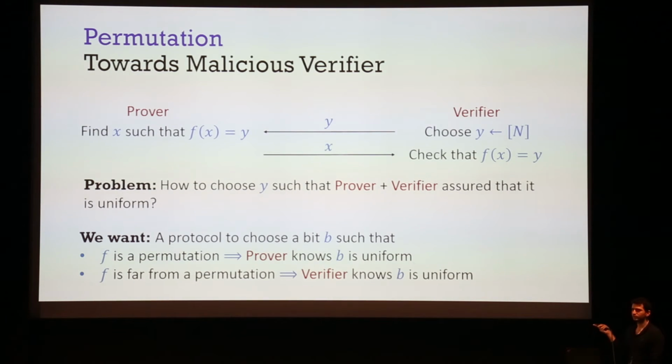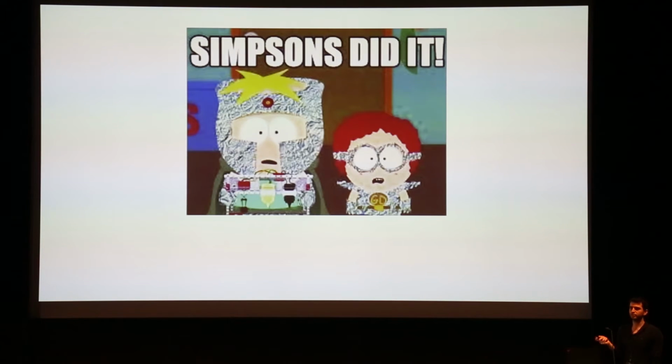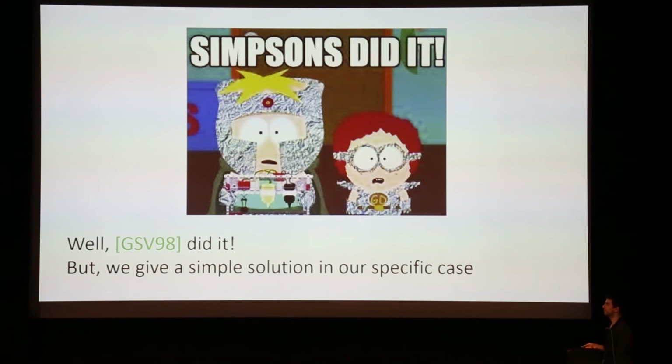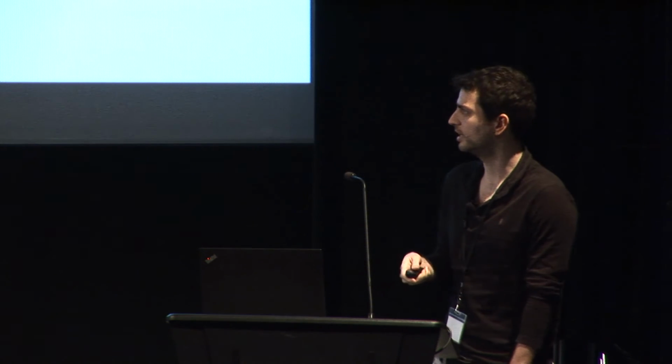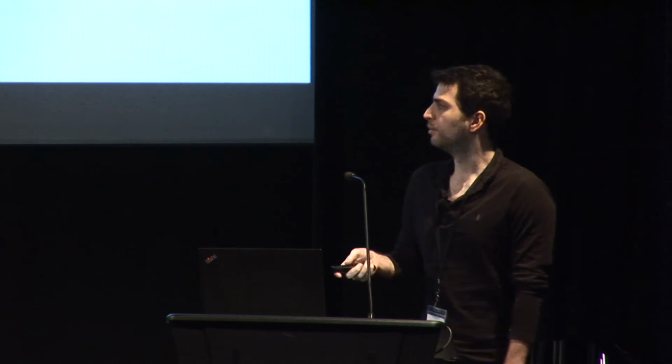But at this point, you should scream and say, wait, Simpson did it. Well, not Simpson did it. Goldwasser, Vadhan did it in the general transformation of honest verifier statistical zero knowledge to general statistical zero knowledge. But we give a simple solution in the setting of this permutation.